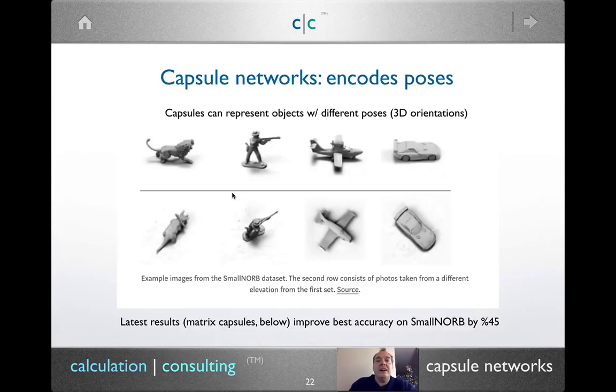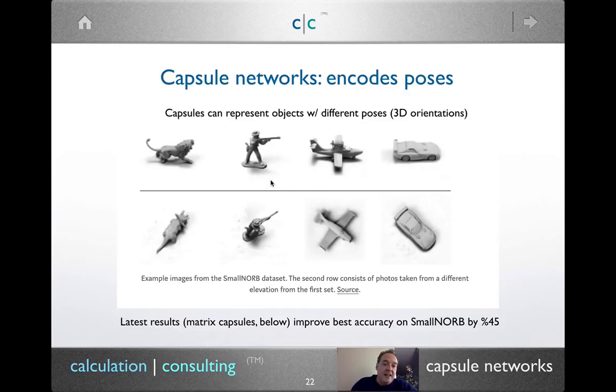Now, the idea of a capsule is that these vectors that we've reshaped can represent poses. They represent the directional orientation of an object. In particular, there's a data set called the small NORB data set. They represent images of the same object taken from different perspectives. So, like a lion, a guy shooting a gun, an airplane, and a car, in different perspectives. And the idea is that the capsule would represent a vector representing the orientation of these objects.